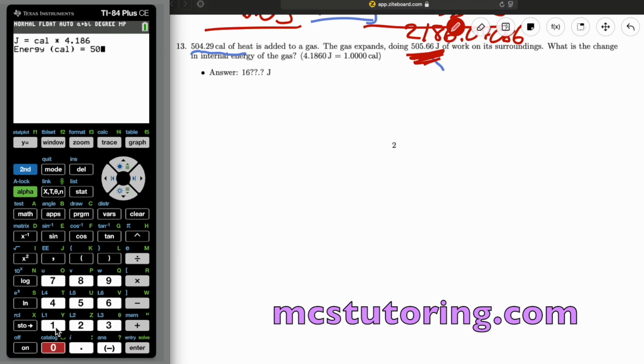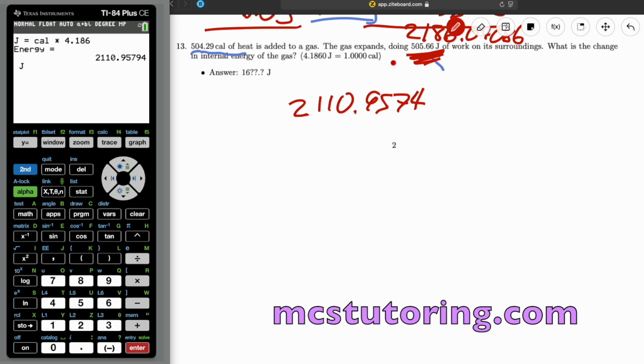So the calories is 504.29. And that's 2110.9574. And then the gas expands, doing 505.66 joules in the surrounding. Now, what happens is that means the heat energy that's added to it, some of it's dissipated from the gas. So what happens is that is going to be a negative value for the work done.